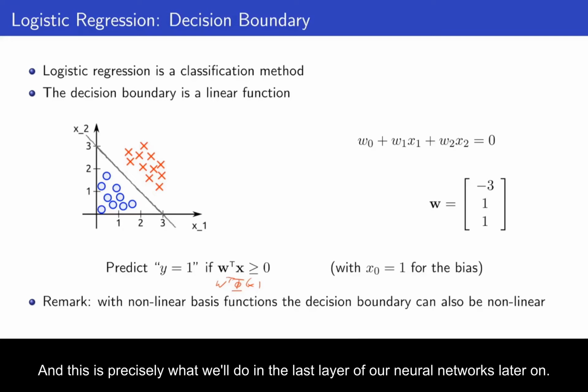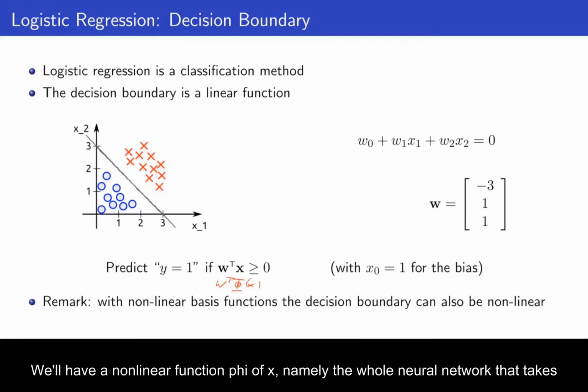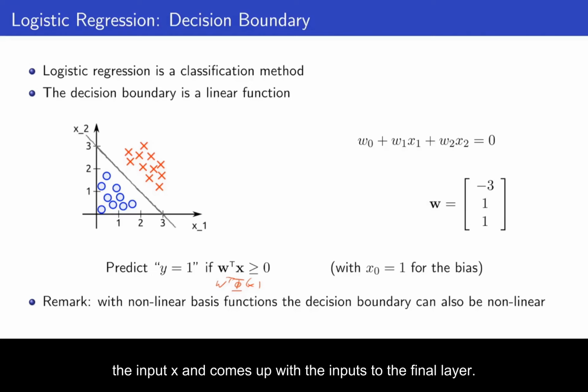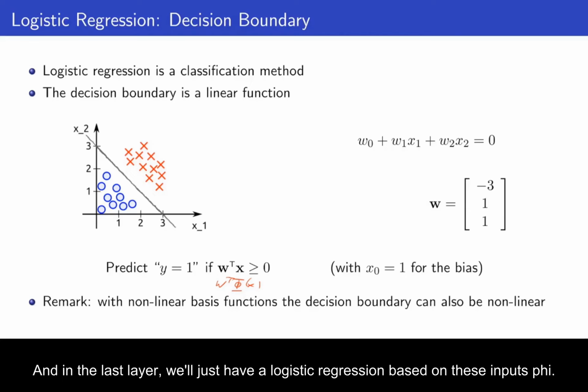And this is precisely what we'll do in the last layer of our neural networks later on. We'll have a nonlinear function phi of x, namely the whole neural network that takes the input x and comes up with the inputs to the final layer. And in the last layer, we'll just have a logistic regression based on these inputs phi.